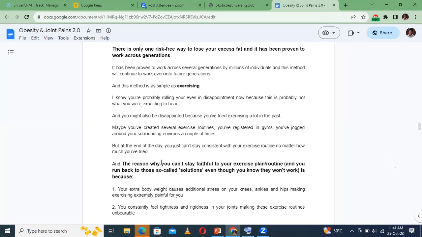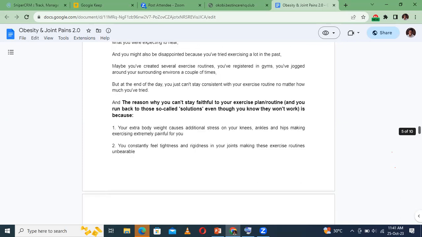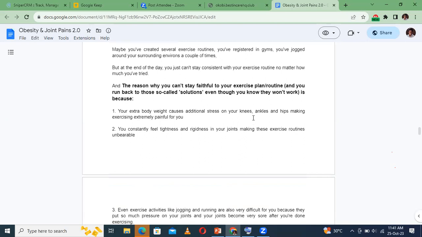And the reason why you can't stay faithful to your exercise plan/routine and you run back to these so-called solutions, even though you know they won't work, is because 1, your extra body weight causes additional stress on your knees, ankles, and hips, making exercise extremely painful for you.